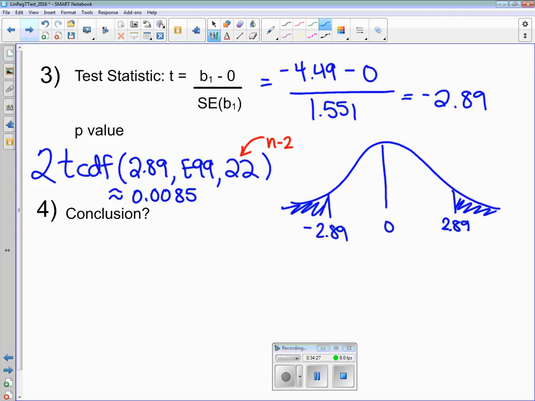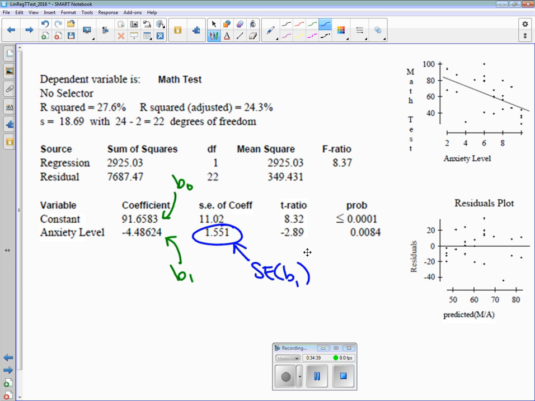Really quickly, before we write our conclusion, let's look at the computer printout and see if you notice these two numbers anywhere. I bet we will see them. There's your test statistic. There's your p-value. The computer printout actually gives you everything you need. So this number is your test statistic. This number is your p-value.